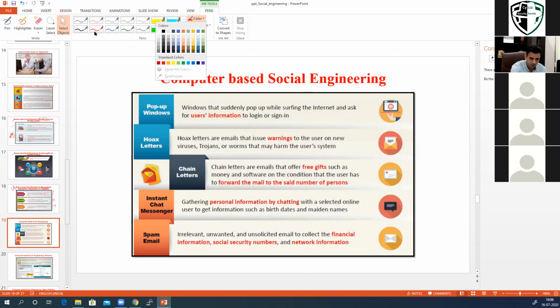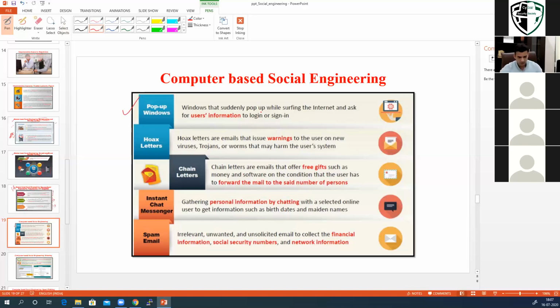You can see on the first point, that suddenly pop-ups while surfing over the net ask for user information to log in or sign in. Okay, so please be very aware of that. ओके अगर वो ऑथेंटिक आपको लगता है तभी आप ऐसा करिएगा, otherwise try to ignore these kind of pop-up windows which are coming onto your particular screen, otherwise you will be in a trap. Okay.